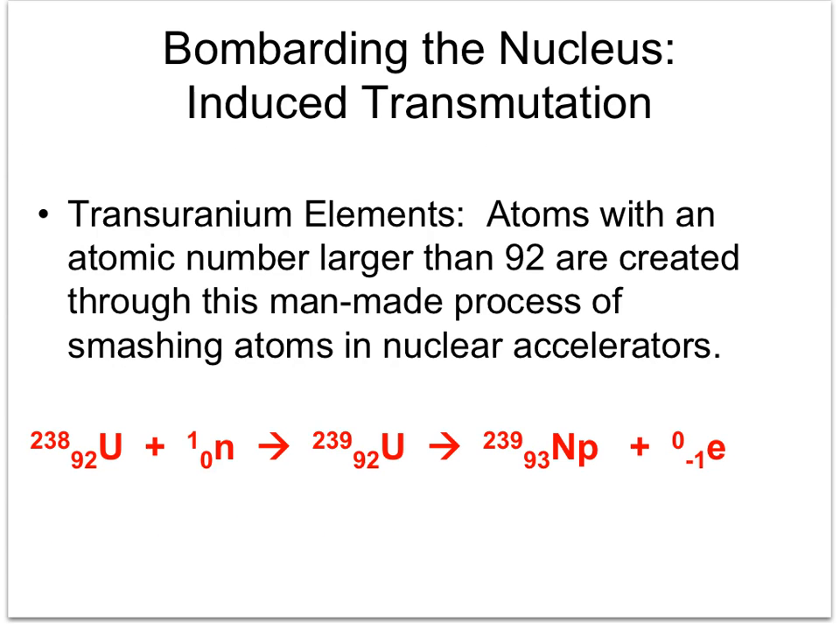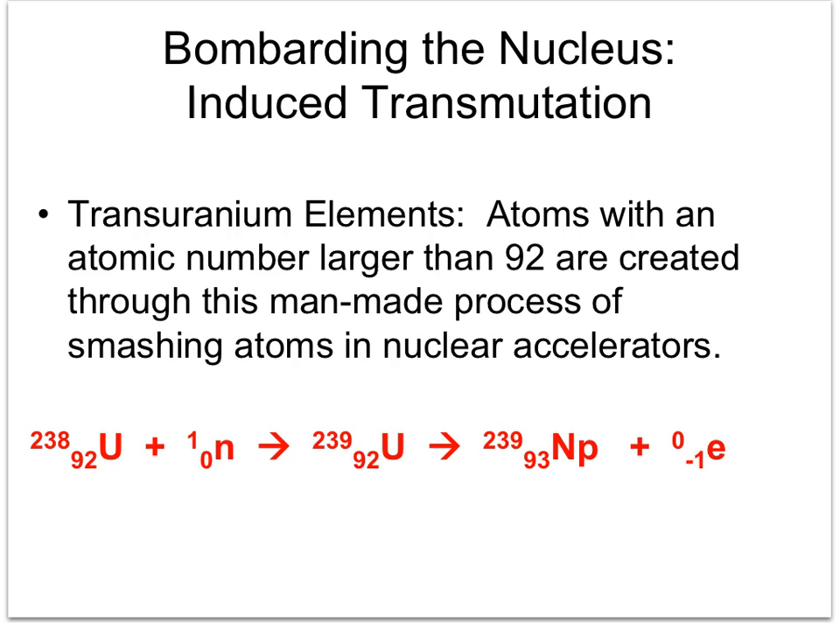On a side note, there are a bunch of transuranium elements. These are the elements that have an atomic number larger than 92. They have all been created through the process of nuclear transformations. And we'll take a look at a picture of that on the next slide. But basically, they've been made through the man-made process of smashing atoms in nuclear accelerators. You can see an example here.